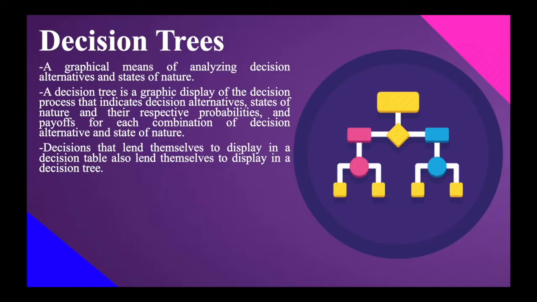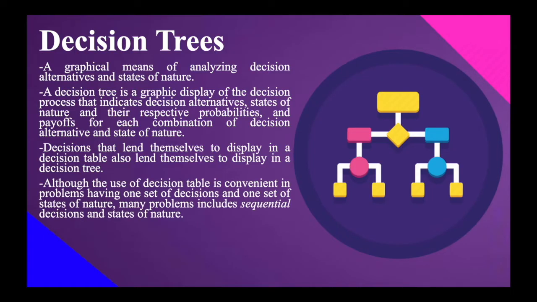So, decisions that lend themselves to display in a decision table also lend themselves to display in a decision tree. Kaya nga, yun nabanggit ko, no? Yung decision theory natin before, pwede natin siyang i-convert into decision tree. Yung table, no, convertible siya into tree. Now, although the use of decision table is convenient in problems having one set of decisions and one set of states of nature, tulad nung topics natin before, many problems include sequential decisions and states of nature.